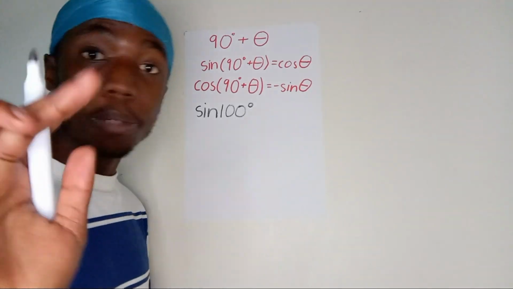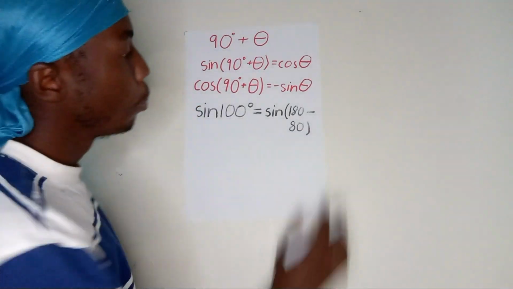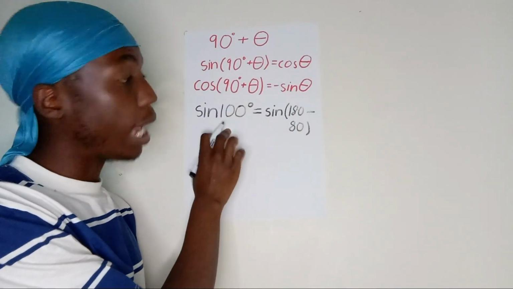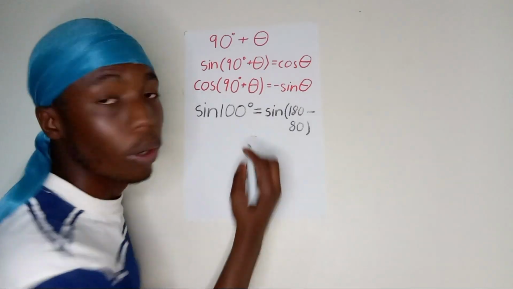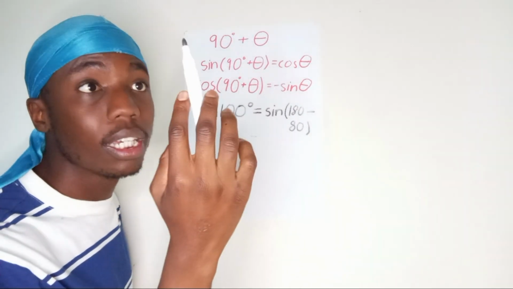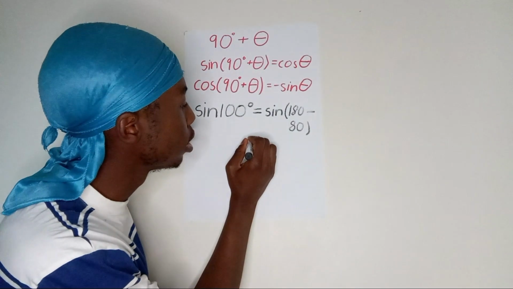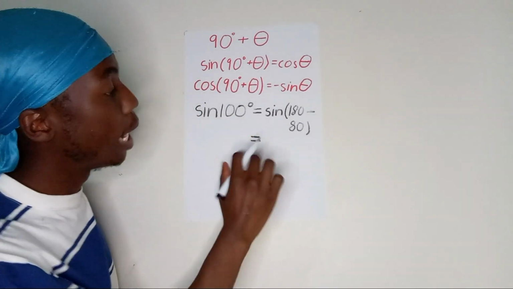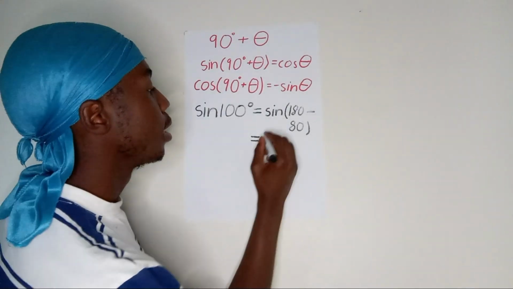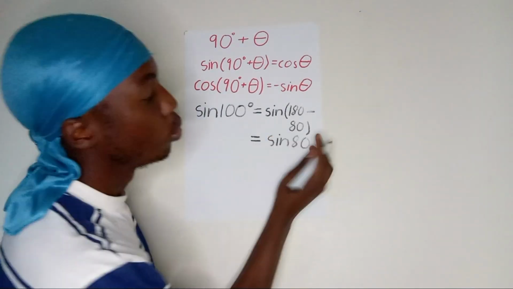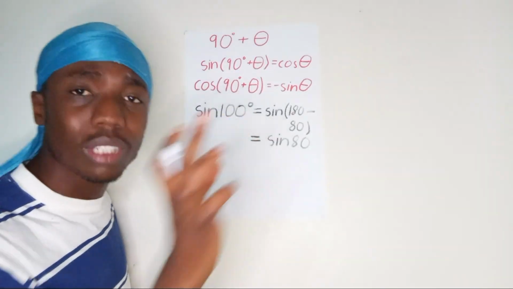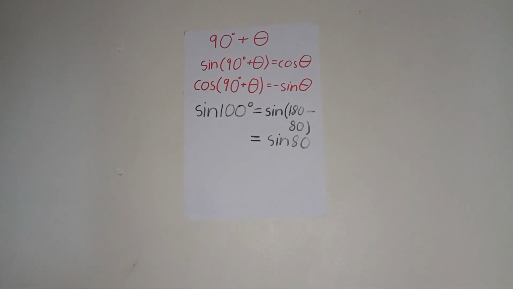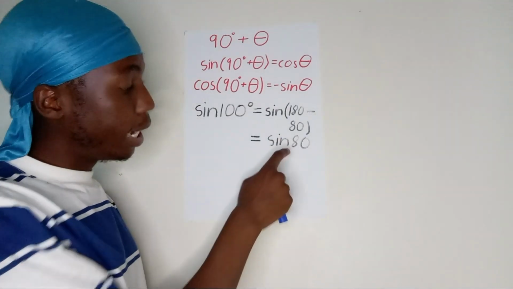I ran out of space there, but it's going to be sine 180 minus 80 to get 100. I'm running out of ink, but I'll just tag it out. Now we're going to leave that as sine 80. Actually, let me use another marker for this. So we got sine 80 right there.